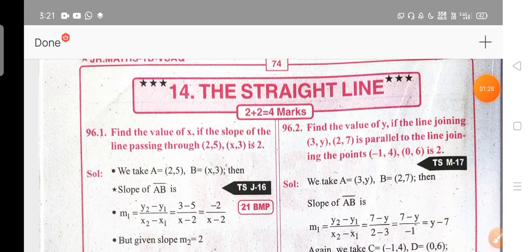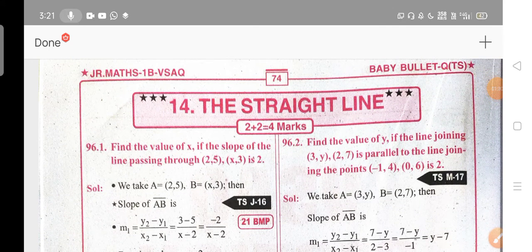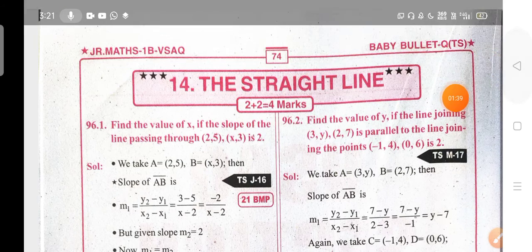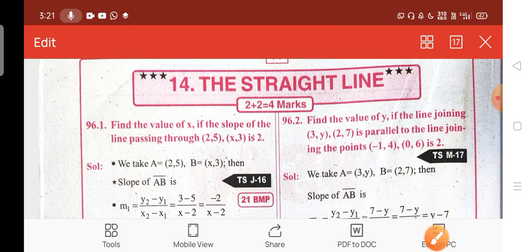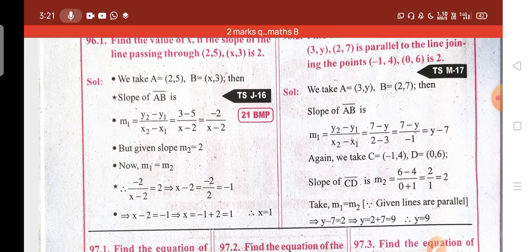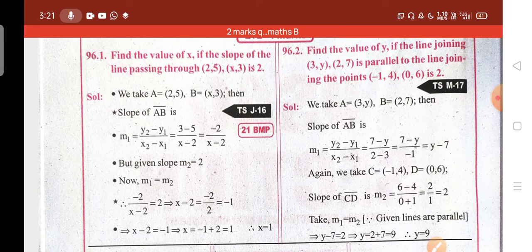This is Maths 1B for the regular MPC as well as the bridge course first year students. First, the straight line. According to our textbook and syllabus, this is the third unit. In this unit you may get 2 mark questions and 4 mark weightage questions. We will see these questions with the solutions.